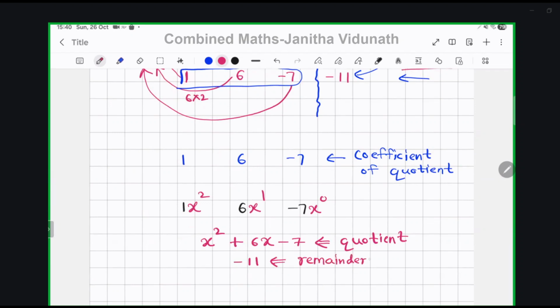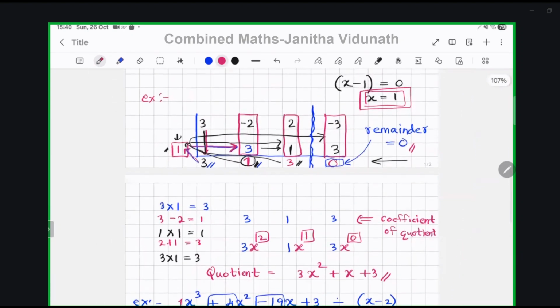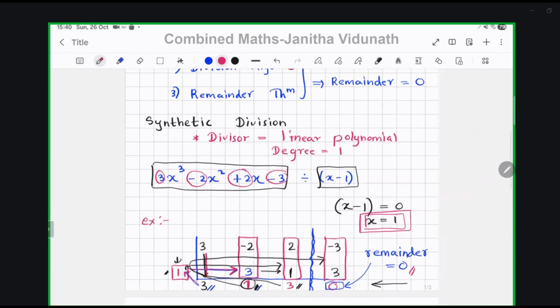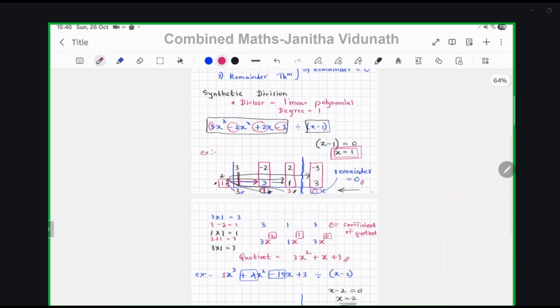Okay. Now I think you can already get the idea about the synthetic division. First, I will give around 2 minutes to write down those things. Start to write down those things.